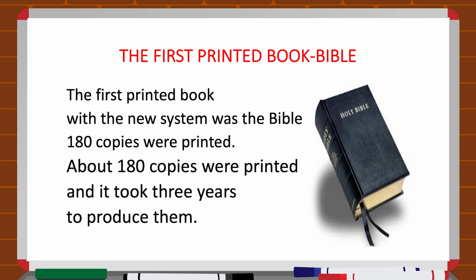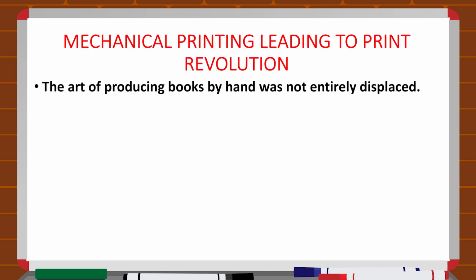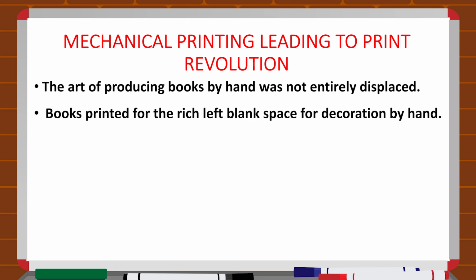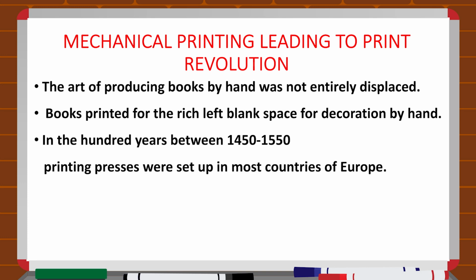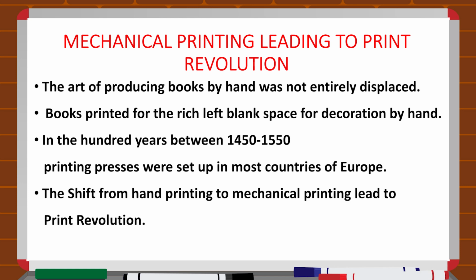About 180 copies were printed, and it took 3 years to produce them. By the standards of the time, this was fast production. The art of producing books by hand was not entirely displaced. Books printed for the rich left blank space for decoration by hand. In the 100 years between 1450 and 1550, printing presses were set up in most countries of Europe. The shift from hand printing to mechanical printing led to the print revolution.